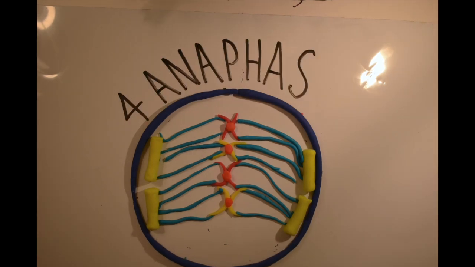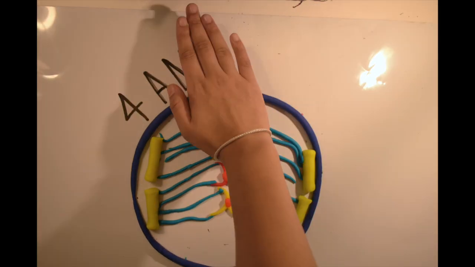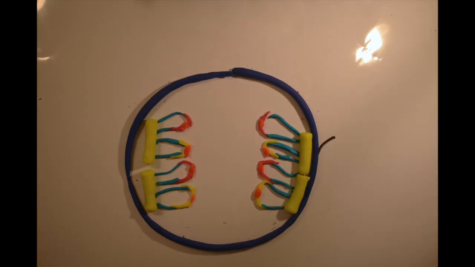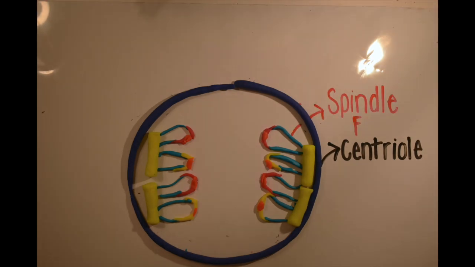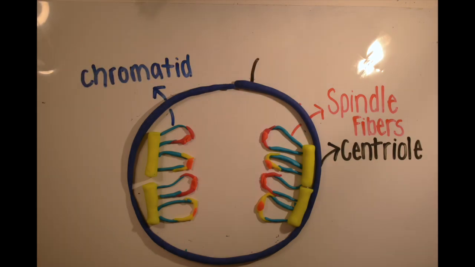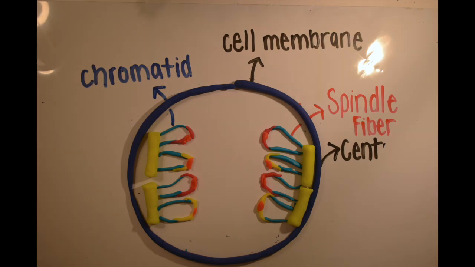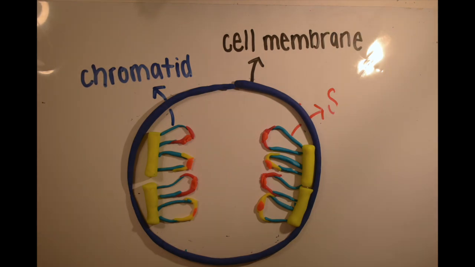Okay, so now we're on anaphase, which is the 4th step of the cell cycle. So what just happened there is that since the spindle fibers are pulling on the chromosomes, the chromosomes split in half, and as the spindle fibers get shorter and shorter, the chromatids move closer and closer to the opposite sides of the cell. Those again were just a few labels just to remind you of the different parts of the cell.